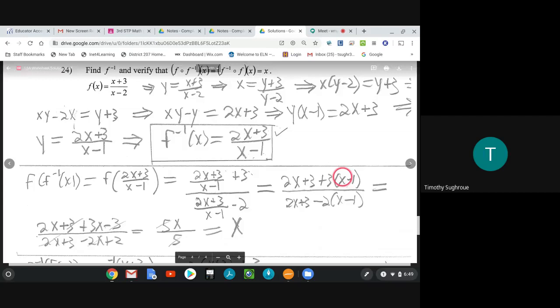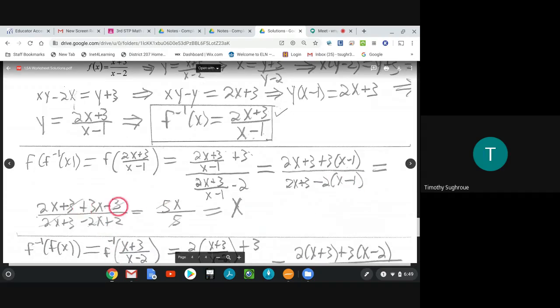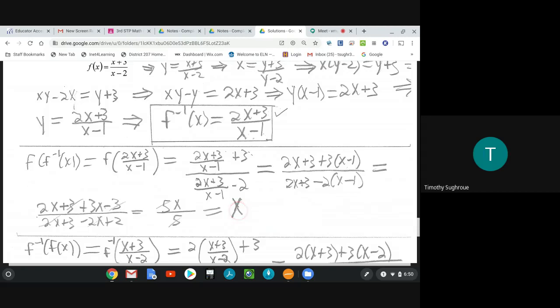Because now I can simplify the numerator by distributing the denominator. Distribute, don't forget negative times negative is positive. Cancel terms that cancel. Collect like terms, we get 5x over 5, which cancels to be x. Just what we're supposed to get. We're supposed to get x.